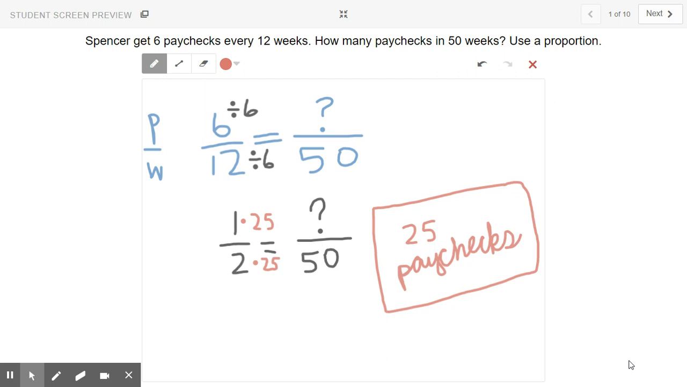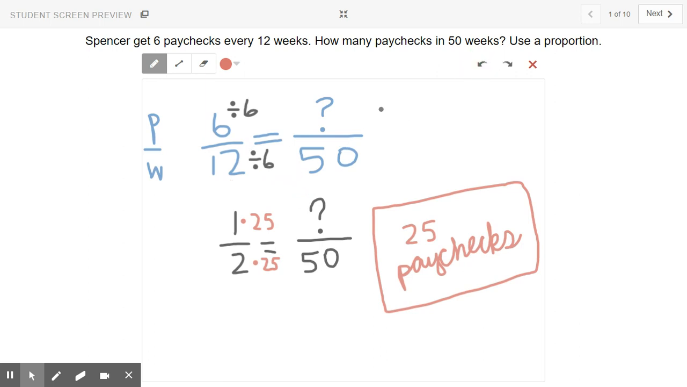Use a proportion. So we're comparing number of paychecks to number of weeks. So I wrote P over W. I'm putting all the paycheck information on top and all the weeks on the bottom. So if Spencer gets 6 paychecks every 12 weeks, I wrote 6 paychecks over 12 weeks. Now, the question's asking how many in 50 weeks. So I noticed I can't turn 12 weeks into 50 weeks.